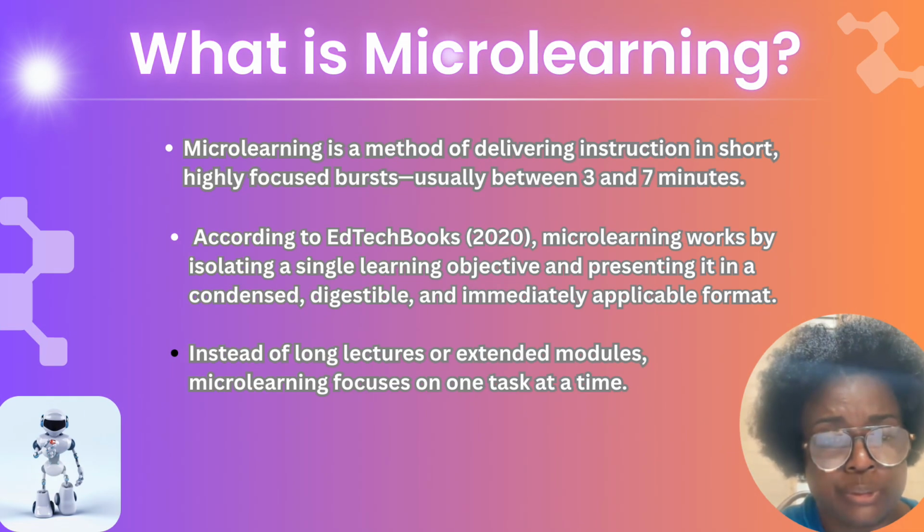What is microlearning? Microlearning is a method of delivering instruction in short, highly focused bursts, usually between 3 and 10 minutes. According to EdTextbooks in 2020, microlearning works by isolating a single learning objective and presenting it in a condensed, digestible, and immediately applicable format. Instead of long lectures or extended modules, microlearning focuses on one task at a time.